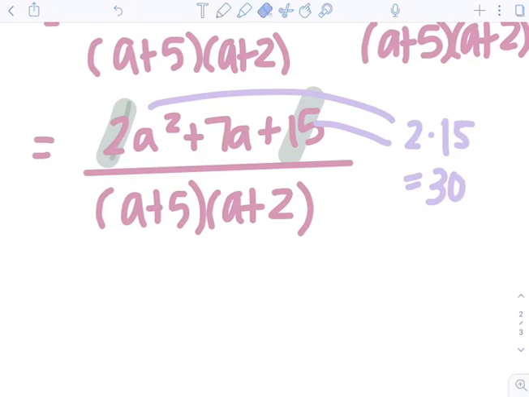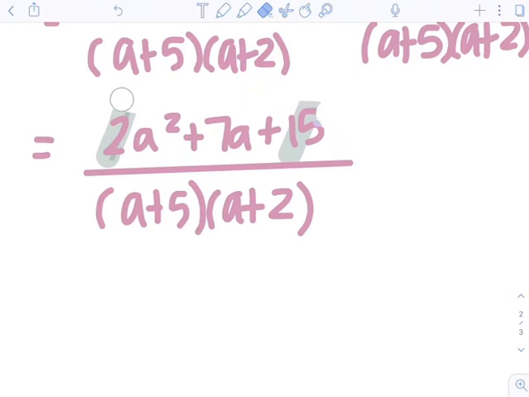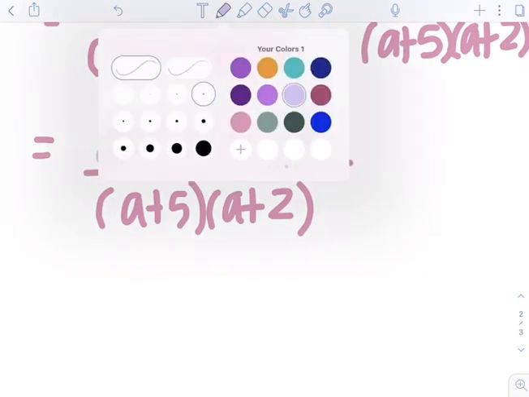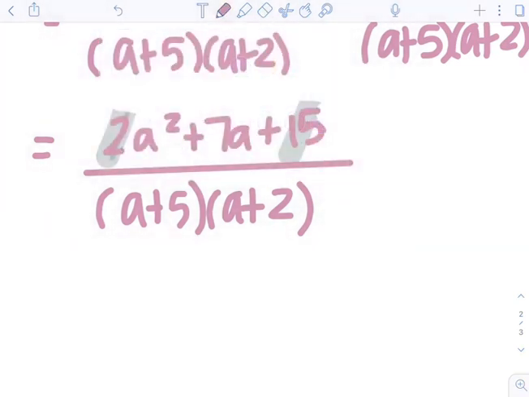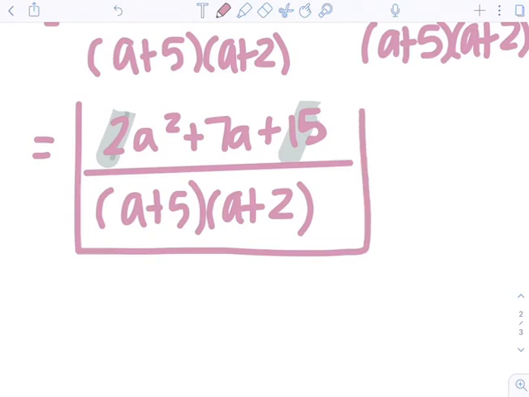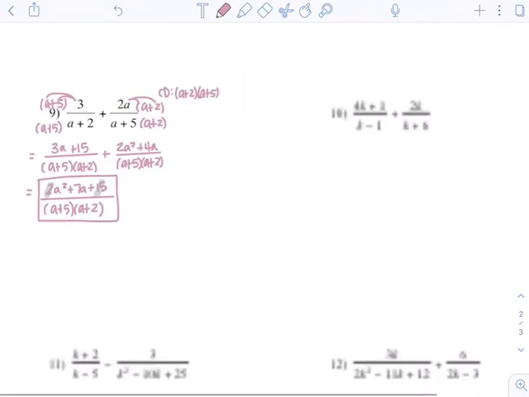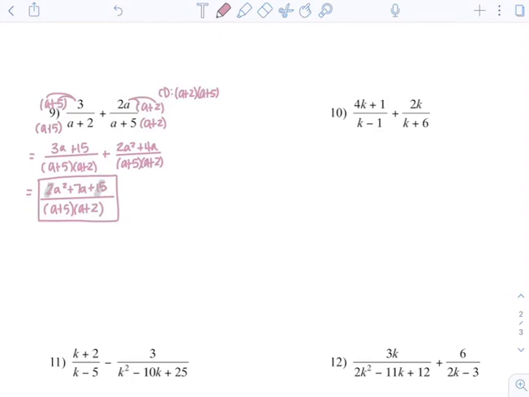So since there are no factors of 30 that add to be 7, the numerator is not factorable and you cannot simplify. Okay, so your final answer is just going to be what you see here, 2a squared plus 7a plus 15 over my new common denominator.